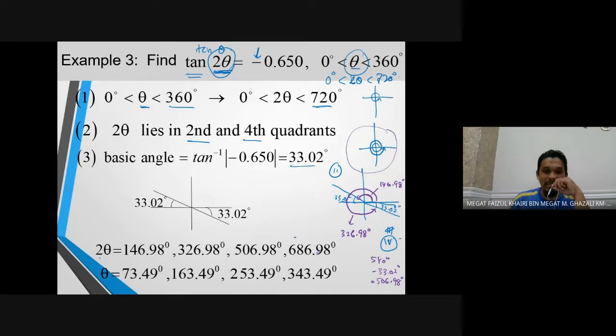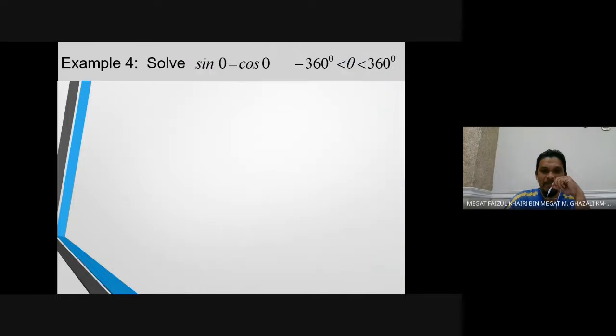Okay, so this is 2 theta. 2 theta, all the angles that we found just now. So we want it in the theta, so divide by 2. Every single one of this, divide by 2. Okay, so what about this one here now?